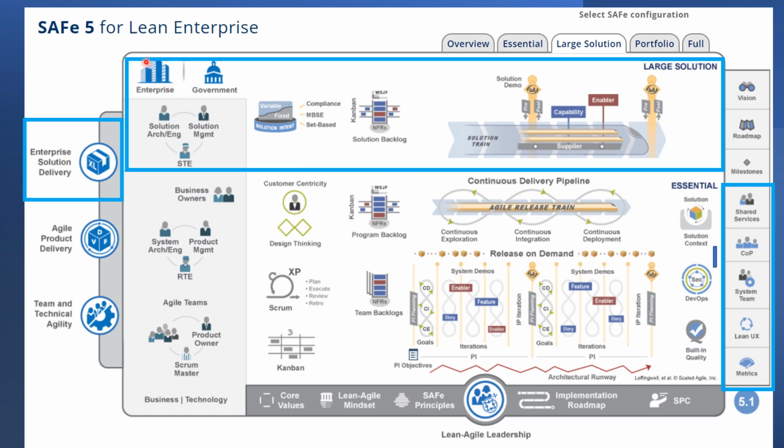Apart from that, if you look at the horizontal bar here, if you are a company that has implemented Large Solution, you might be interacting with enterprise level and government as well, and you need additional roles like solution architect, engineer, solution management, and then a solution train engineer. In Essential SAFe, at team level you need a Scrum Master, and at team of agile teams level you need a Release Train Engineer. Here you need a Solution Train Engineer, one more level up. Similarly, you need to hire people for these roles as well.